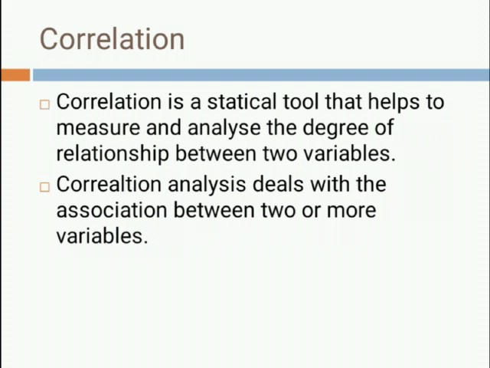Coming to the definition of correlation, correlation is a statistical tool that helps to measure and analyze the degree of relationship between two variables. It's not about only two variables, it can be used to study two or more than two variables, meaning the correlation between two or more than two variables. And this is the exact meaning of correlation.